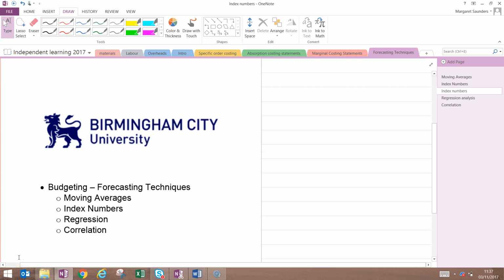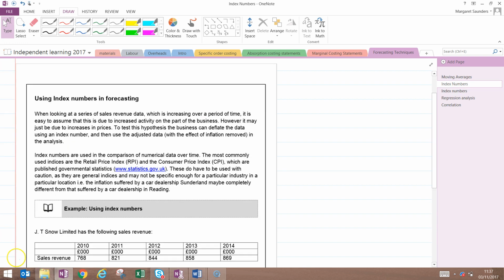Hello and welcome to this recording in which we will be looking at how we can use index numbers as part of our forecasting techniques.